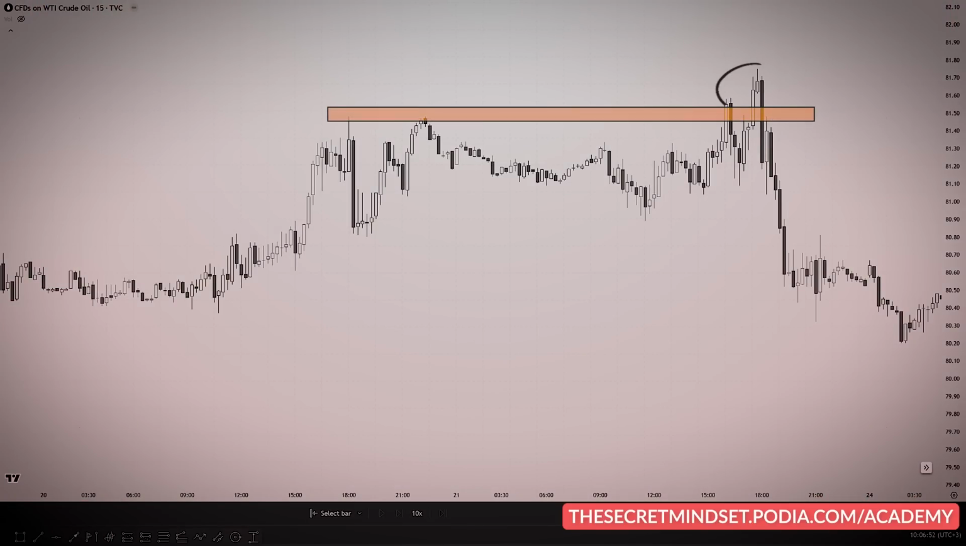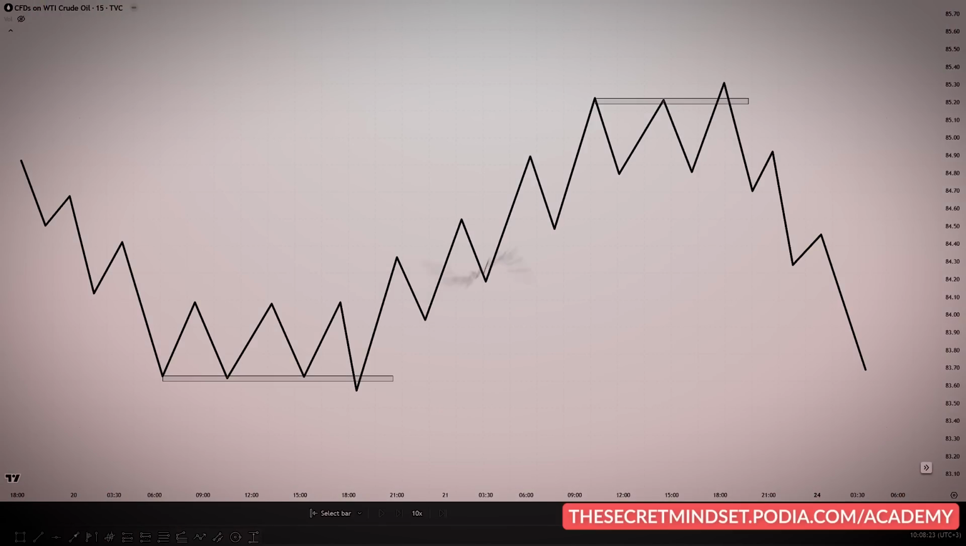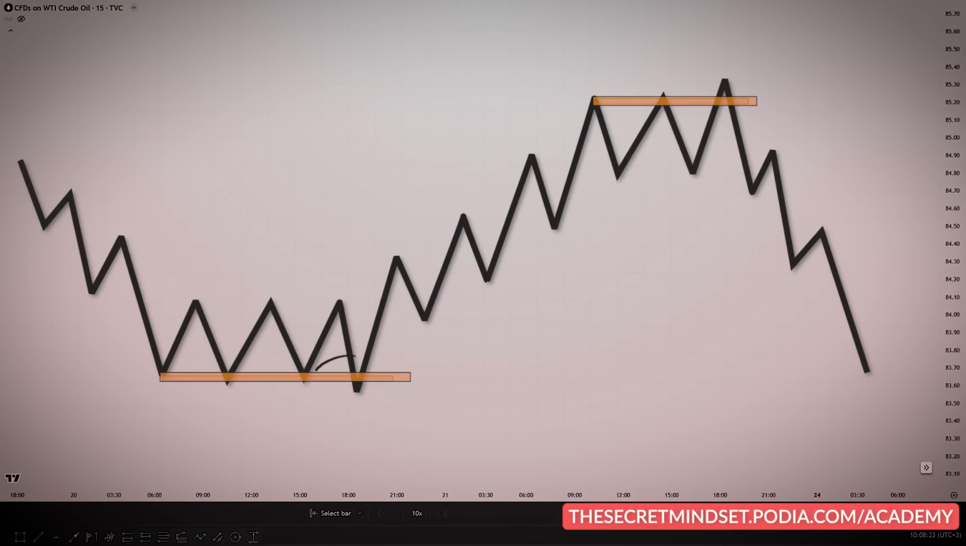Here's how to spot an upthrust. Price is in a range. It breaks above resistance. It doesn't stay there long. Then it drops back below resistance fast. Both patterns show a fight between buyers and sellers.